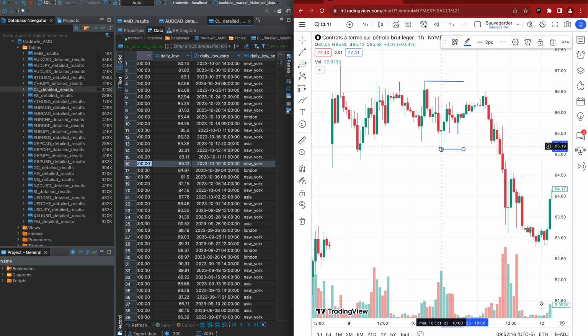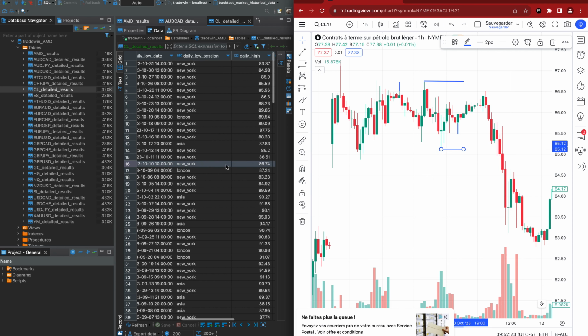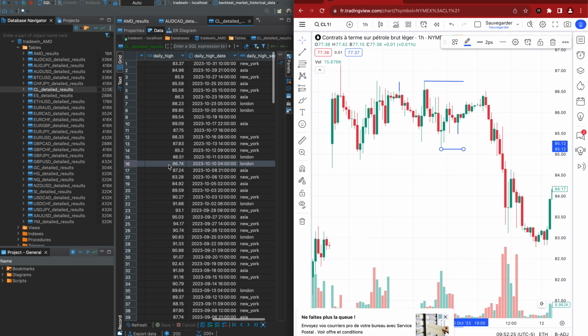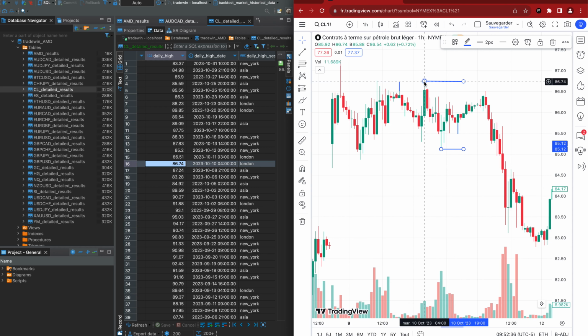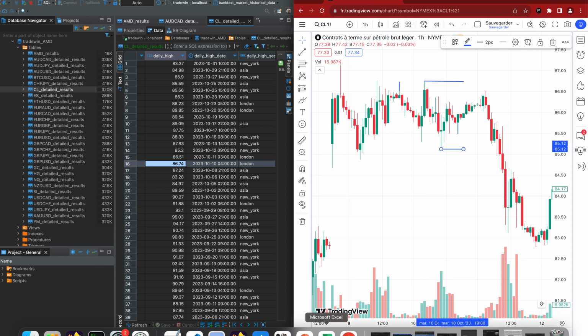New York session, and we can strictly see at the bottom of the screen that it's reached at this time. And the high is 86.74. We are here. Reached at 4 a.m. during the London session. So that was a quick example to show you that I'm logging all the data, and I verified that. So it's working. Awesome.